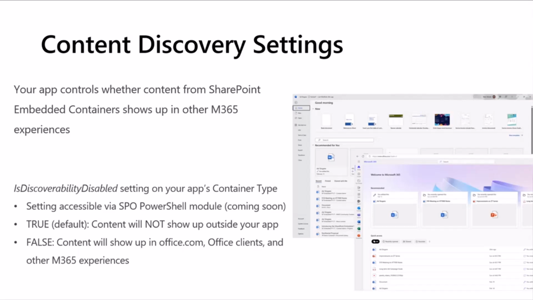But if you do decide to enable discovery, you can do that, and then content will show up just like we've shown here. It's pretty straightforward, but I just wanted to highlight that application setting that you get to control. The setting is not yet available. When it is available, it's coming very soon. You can access it via the SharePoint Online PowerShell module to be able to control that setting at the container type level for your application.